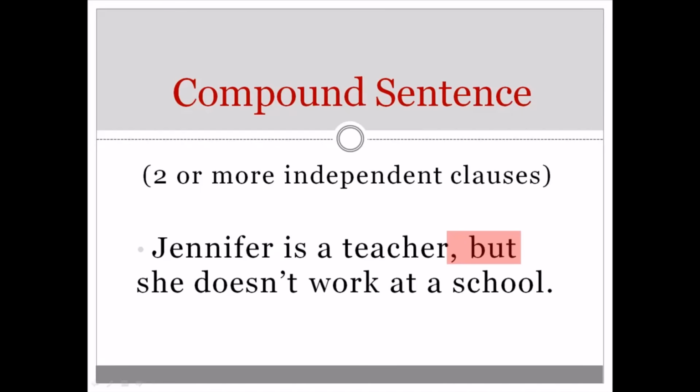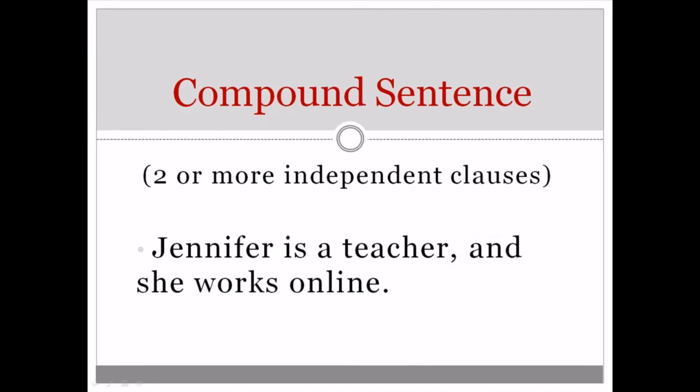Let's look at another example. Jennifer is a teacher, and she works online. You see, we have two independent clauses. We join them together with comma and conjunction. I will note that the comma before and the comma before or are not consistently used. I see more consistency with a comma before but and so. But I recommend that we use comma conjunction to form a compound sentence.